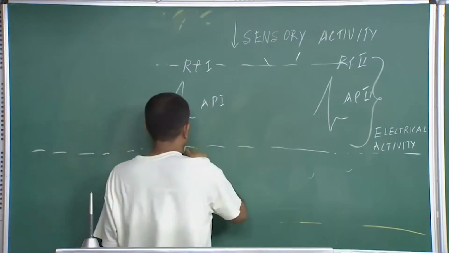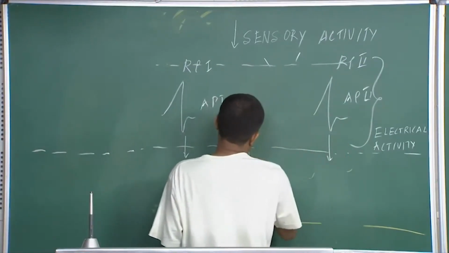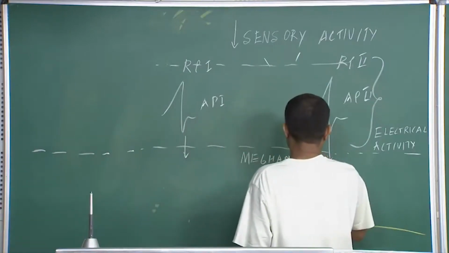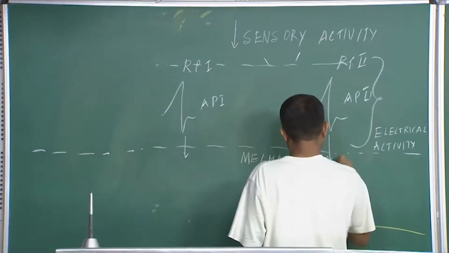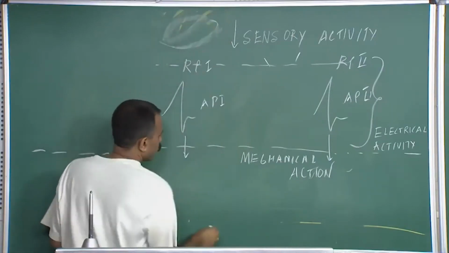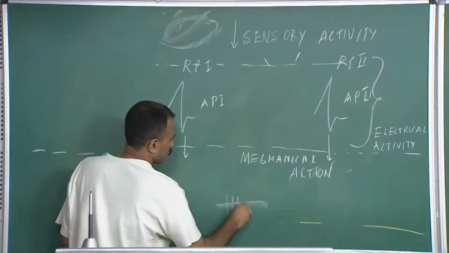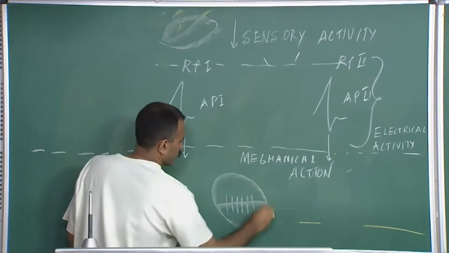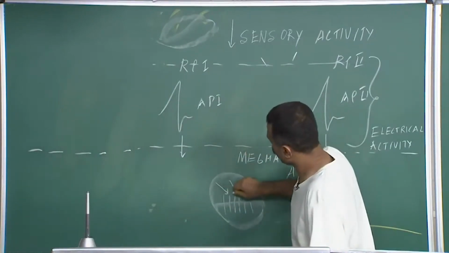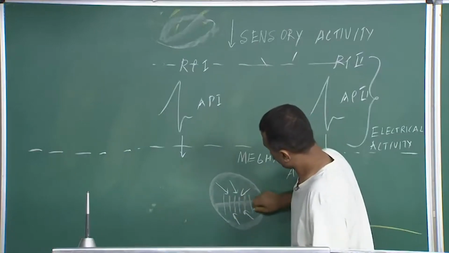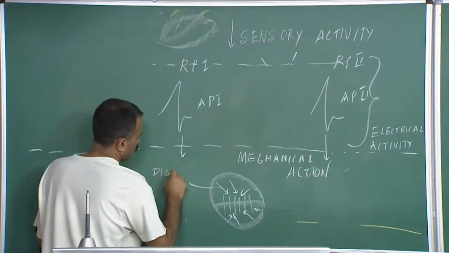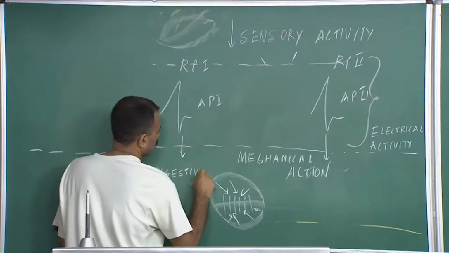Now, followed by a mechanical action. Now, this mechanical action is in the form of, this is the open situation and here is the closed situation. As soon as this one closes, there is a lot of secretion from the surrounding cells out here, a lot of secretion of digestive enzymes.